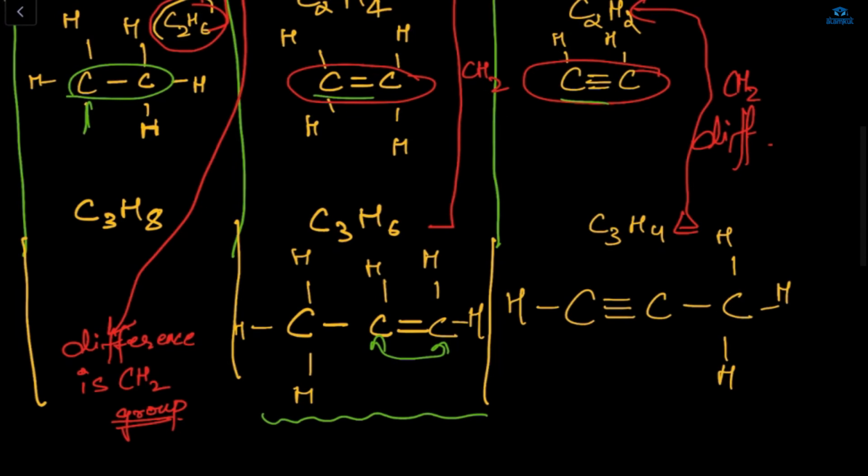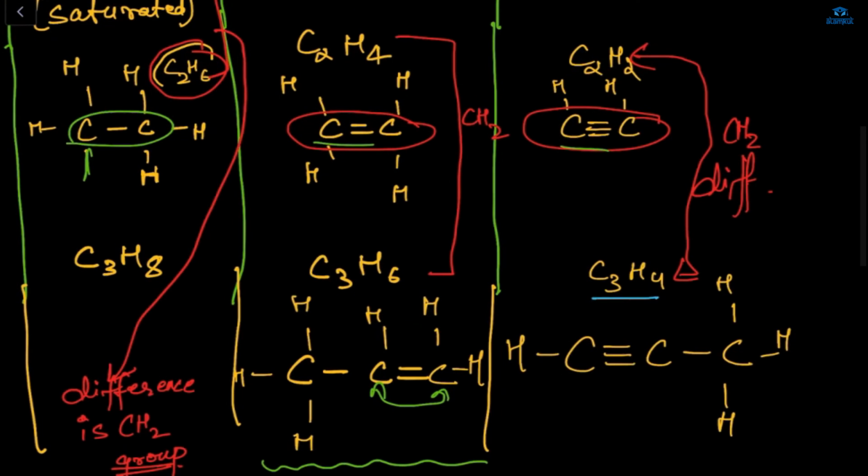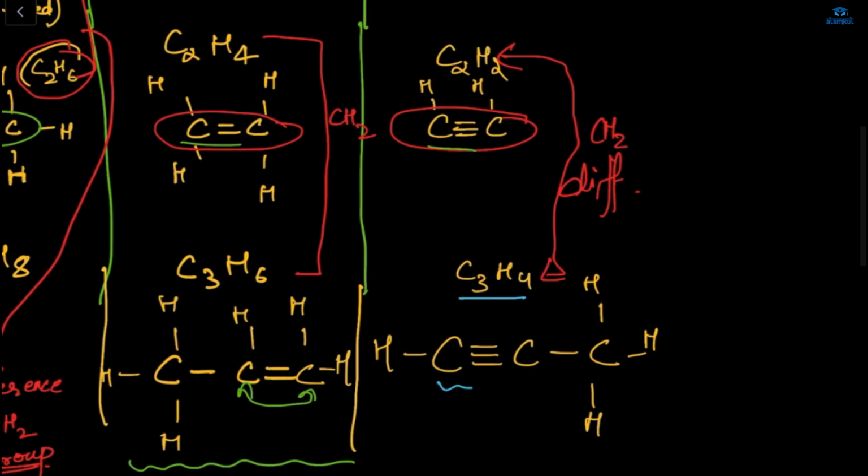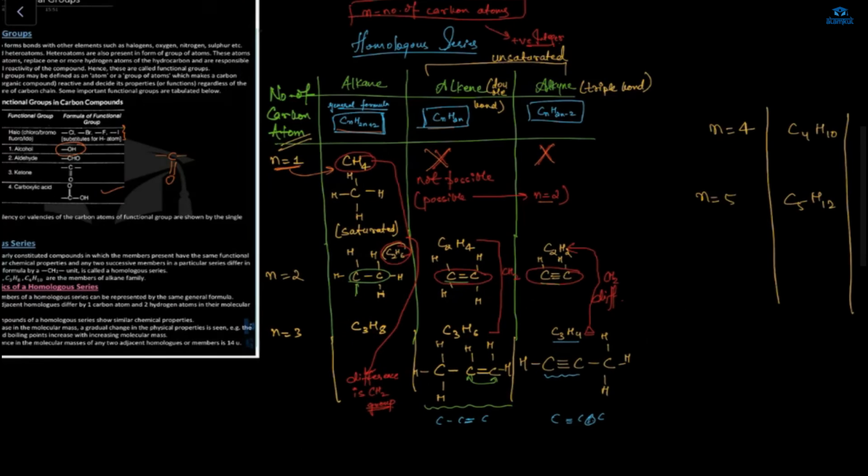So here, no need to write a double bond over here also. No, we will not do it like this. In the homologous series, only in one place we have to make it a double bond, that's it. Only in one place here we have to make it a triple bond. No need to make it in all of the bonds between carbons. Okay, so here this is your C3H4. See, I've made a carbon triple bond here, and this is the structure of C3H4.